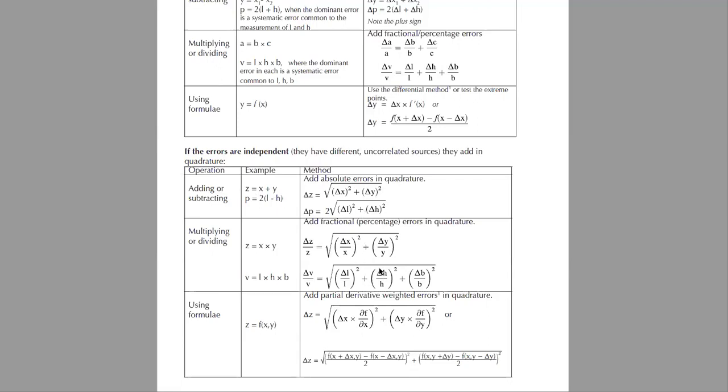Similarly, for multiplication, we look at delta z by z, where z is obtained just by multiplying. We need to find this delta z, and it can be determined using this relation: delta z by z is equal to the square root of delta x by x whole squared plus delta y by y whole squared. So this is for addition or subtraction, and for multiplication or division. You can keep them in mind.